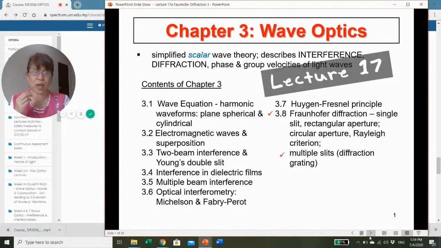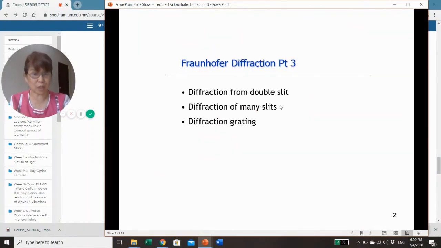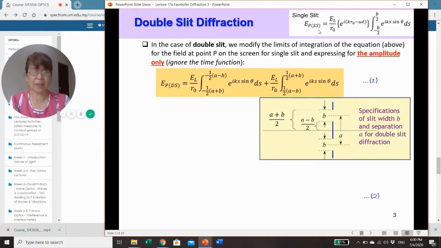So we're going to expand the single slit diffraction to double slit, and then further to more slits, which is the makeup for a diffraction grating. So starting with single slit over here, this was the expression that we came up with. So we are going to operate on the double slit by just modifying the limits of integration.